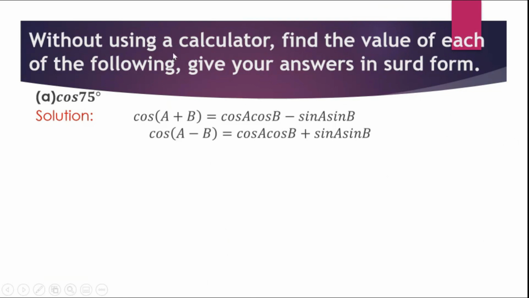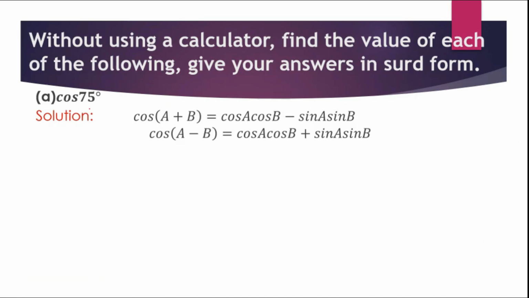So, ano kaya yung value na pwede natin gamitin para hindi tayo gumamit ng calculator? So, from 75 degrees, para makuha natin yung form na ito, it's either a plus b or a minus b. Para magamit natin yan, we need to express 75 degrees as a plus b or a minus b. So, if we're going to express it, think of a value na hindi mo na kailangang gumamit ng calculator. So, ano kaya yung value na pwede natin gamitin?